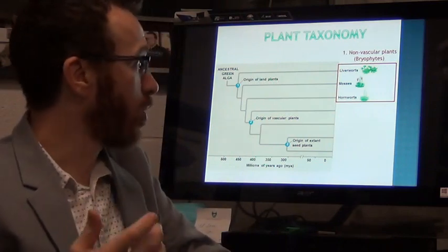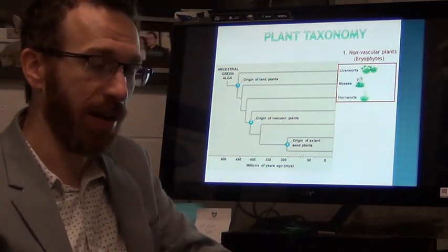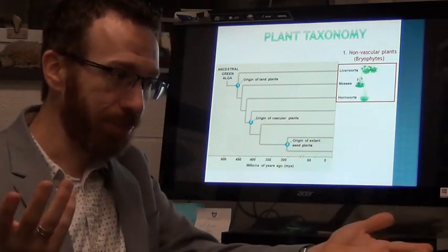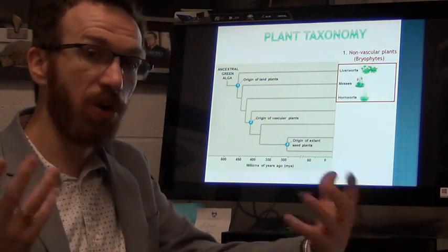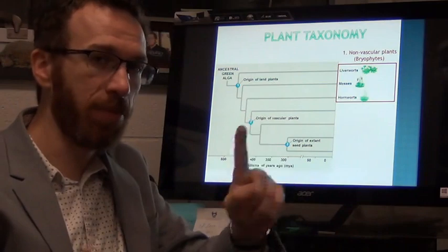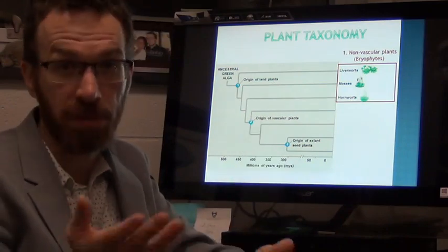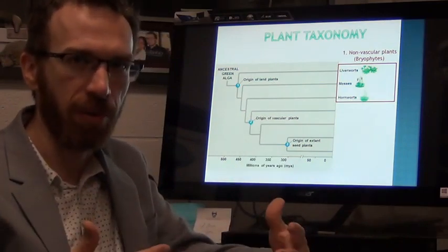And these are called non-vascular plants because, like we said before, they have no vascular tissue. They do not have xylem, they do not have phloem. They use osmosis instead to move water throughout the body.